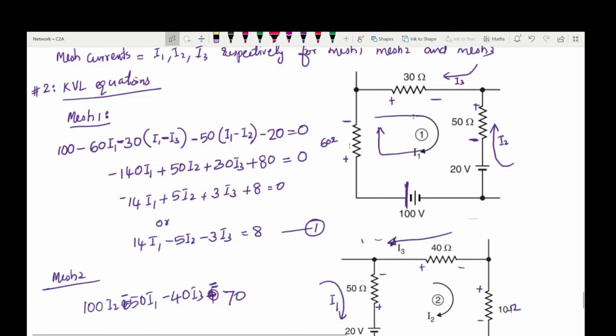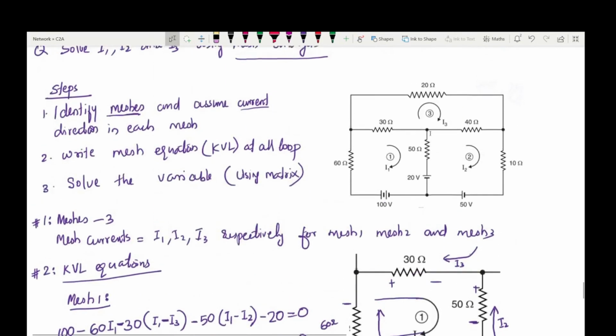So this is your mesh 1, which I took separately. Through this 30 ohm resistor, I3 is flowing in this direction. Through this 50 ohm resistor, I2 is going upward, but I1 is flowing downwards. When we are considering mesh 1, our assumed positive direction is the current direction corresponding to I1 alone. When we are considering mesh 2, this current direction is taken as positive. When we are taking the mesh 3 KVL equation, this I3 current direction is taken as positive for analysis.